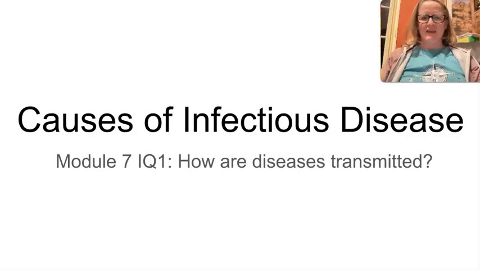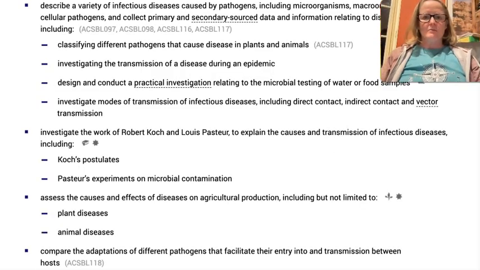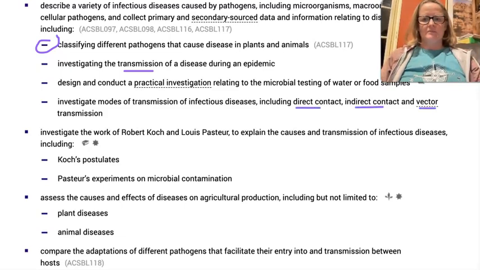In this video, we're going to be looking at the causes of infectious disease, which is part of Module 7, right at the beginning. When you look at Module 7, there's lots to cover, and we're going to be looking at this one, classifying different pathogens. We're also going to be looking at transmission, direct contact, indirect contact, and vectors.